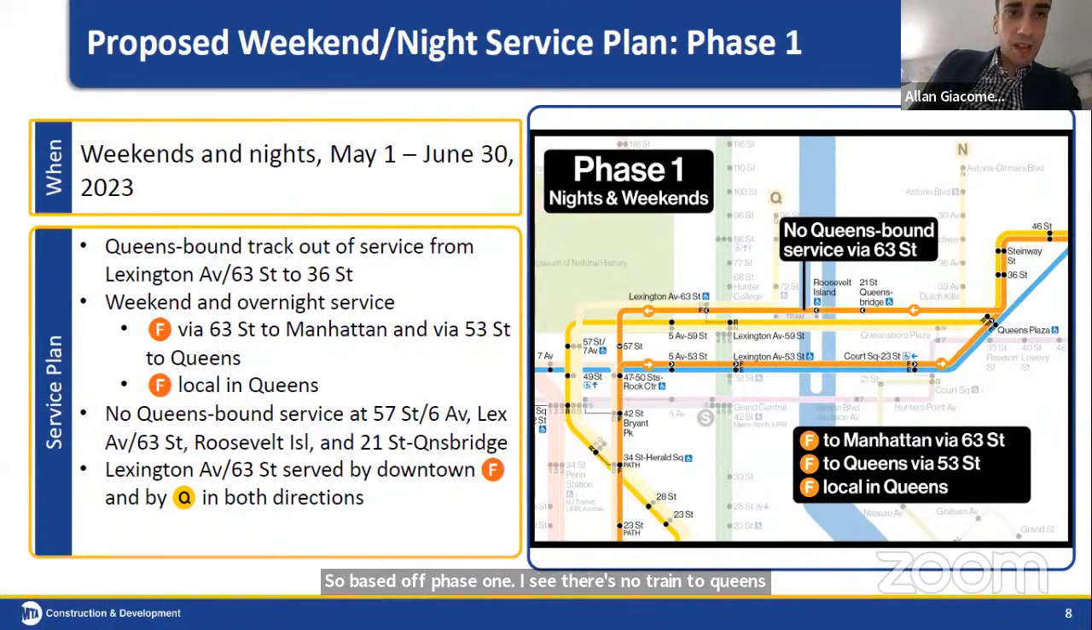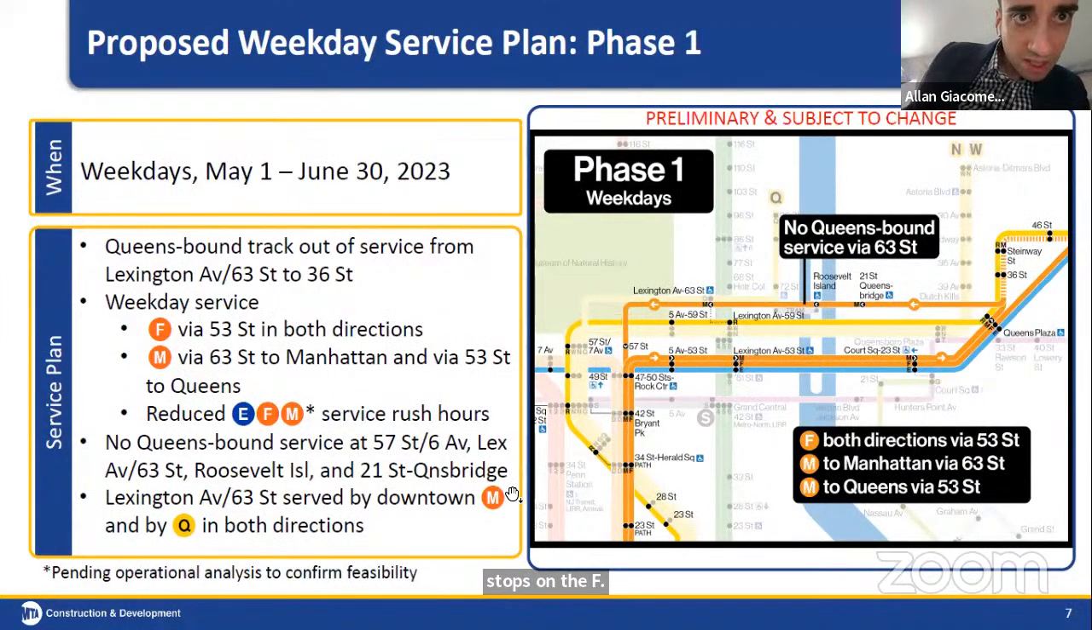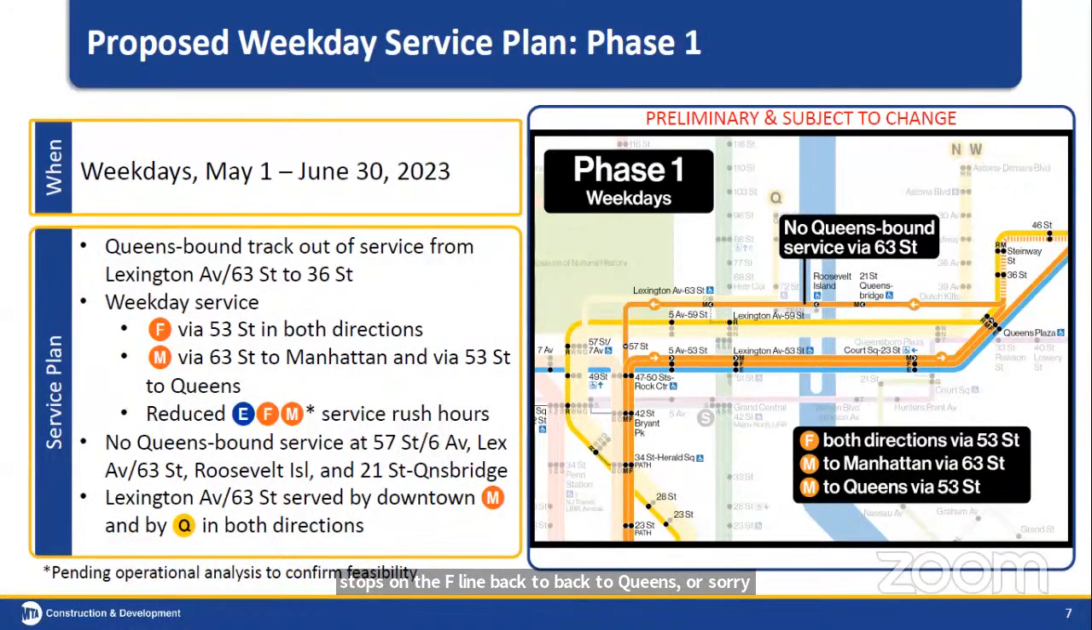So because we have a lot of people that come from Rockefeller to the island, would you have to take the F 1, 2, 3, 4 stops to Queens Plaza, transfer, and then go 2 more stops on the F line back to Queens? Or sorry. Go back to Manhattan.